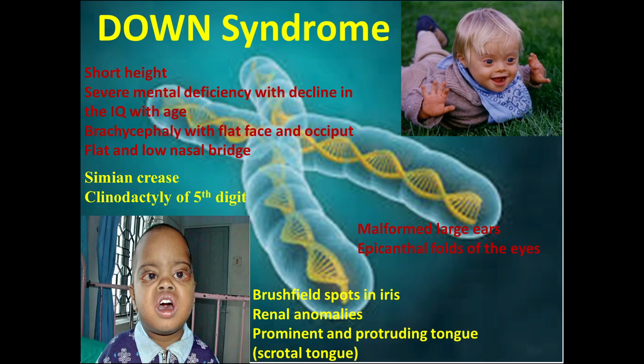And there's clinodactyly of the fifth digit in the fingers and malformed large ears as you see in the picture, and epicanthal folds of the eyes you see, and then Brushfield spots in the iris, and renal anomalies, several renal anomalies like kidney diseases, and a prominent and protruding tongue will be there. And this is one of the autosomal syndromes which the child faces due to this trisomy 21.